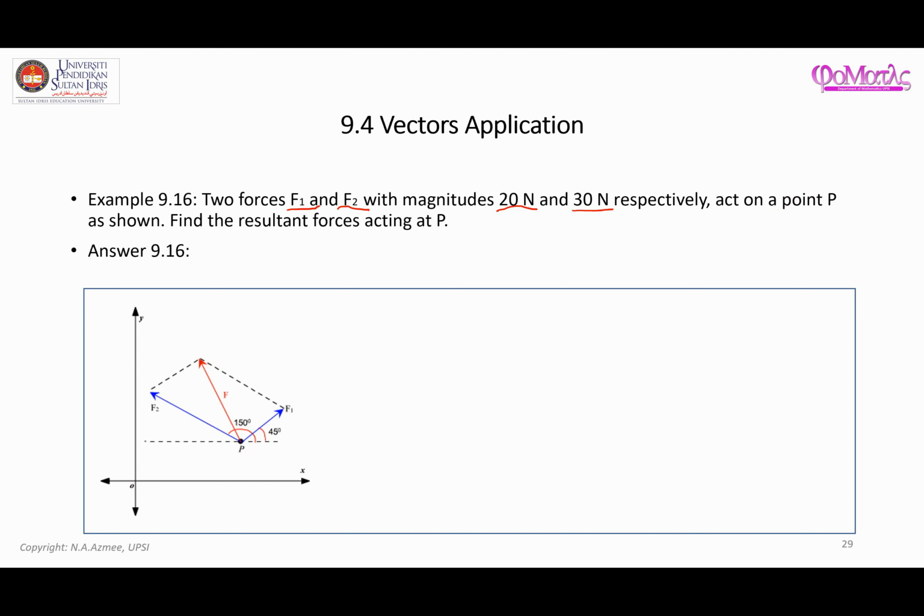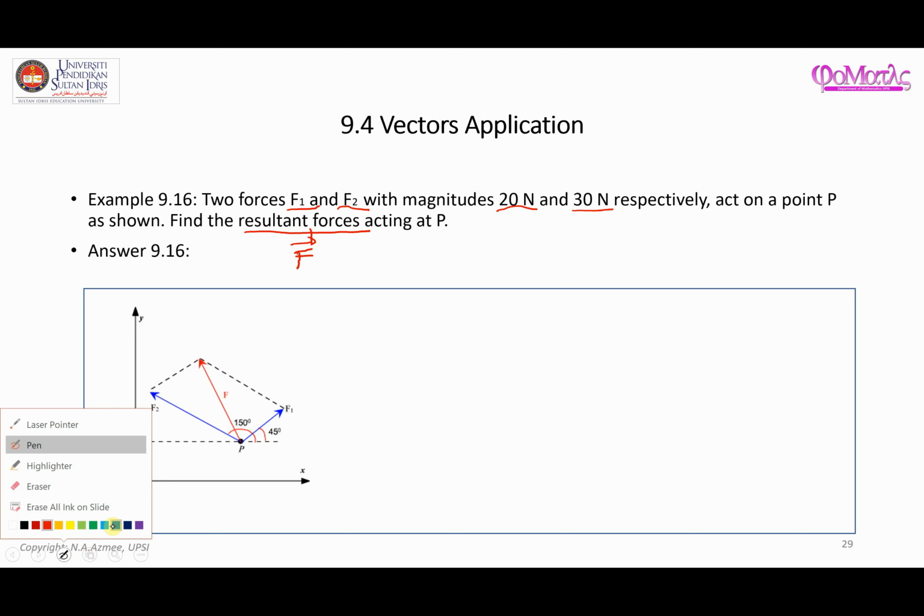In order to find the resultant force, we can call this vector F. To find that, we need to first consider the components of F1 and F2. We need to find the components of F1 and F2. So let's start off with finding the components for F1 here.